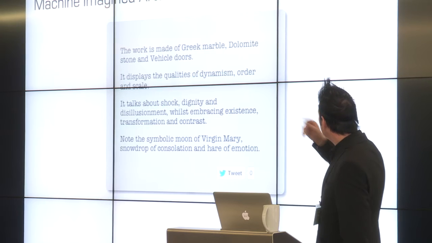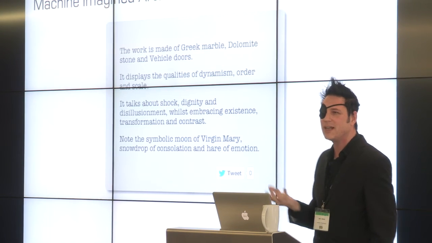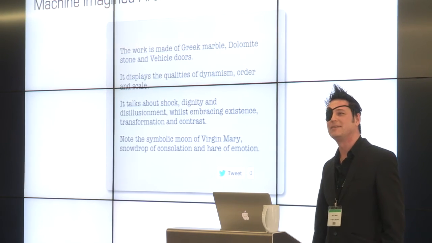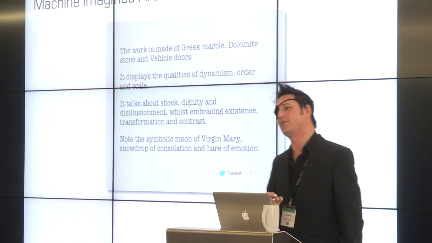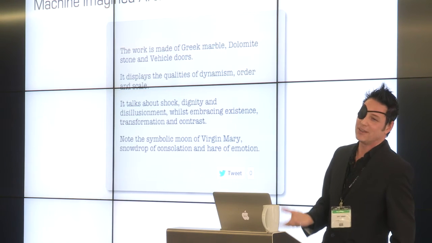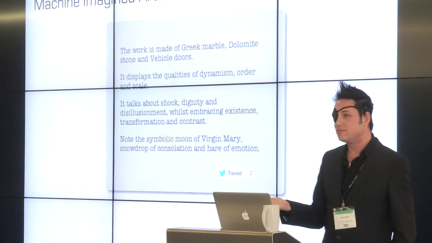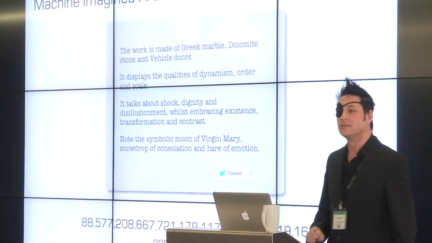It's like, oh, I'd really like to see something made out of marble, dolomite, stone, and vehicle doors. That's already an exciting thing. And look, it's got a symbolic moon of the Virgin Mary, and a snowdrop of consolation, and a hair of emotion. Right? Surely that is a work of art that I'd love to see. And because of the wonders of the computational explosion, there are 88 nonillion of them.